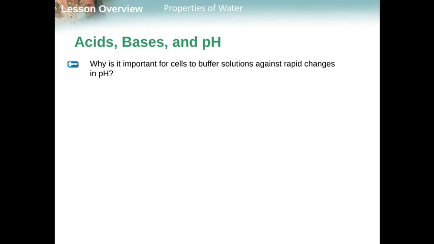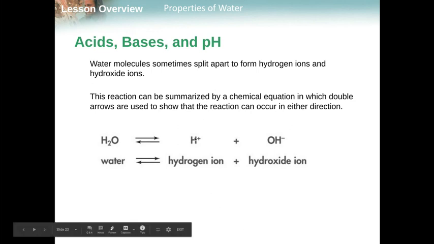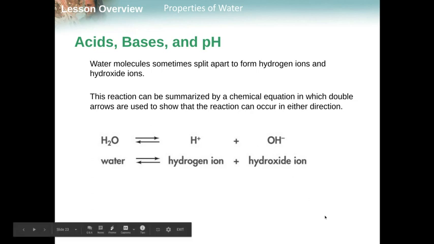So why is it important for cells to buffer solutions against rapid changes in pH? So we're going to talk about acids, bases, and pH real quick. Now, water molecules sometimes split apart to form hydrogen ions and what are called hydroxide ions. So hydrogen ion is represented by H+, hydroxide ion is represented by OH-. This reaction can be summarized by this chemical reaction that we see here.